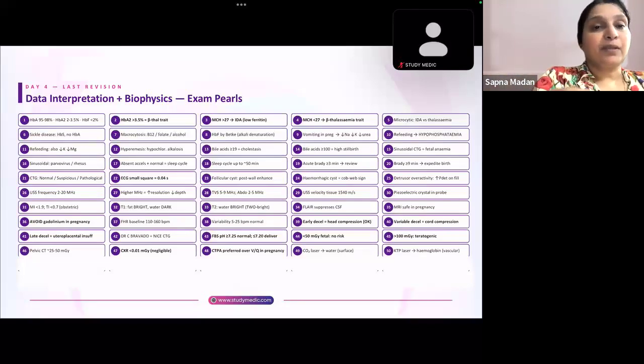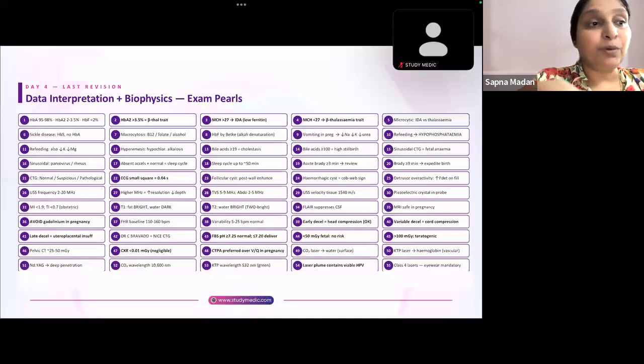CO2 laser is absorbed by water. KTP laser is absorbed by hemoglobin. Nd:YAG laser has a deeper penetration. CO2, the wavelength is 10,600 nanometers. KTP wavelength is 532 nanometers. It is in the green zone.